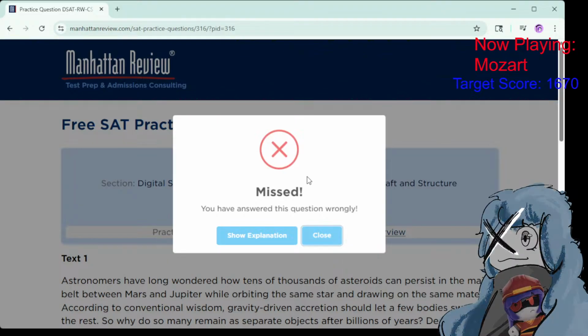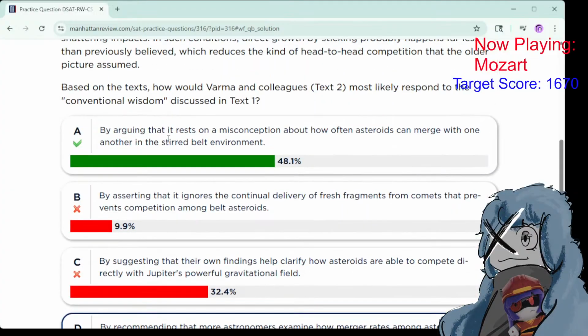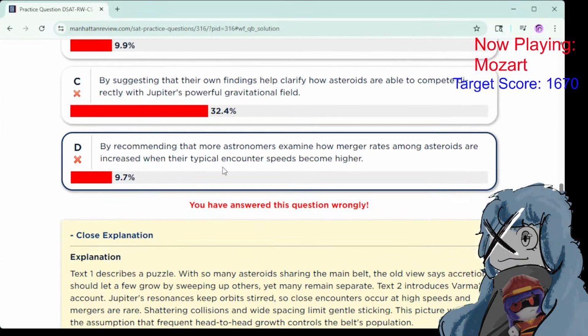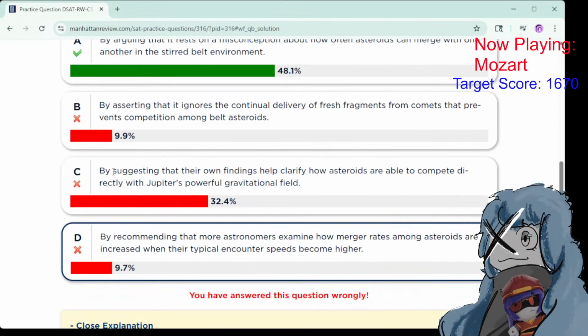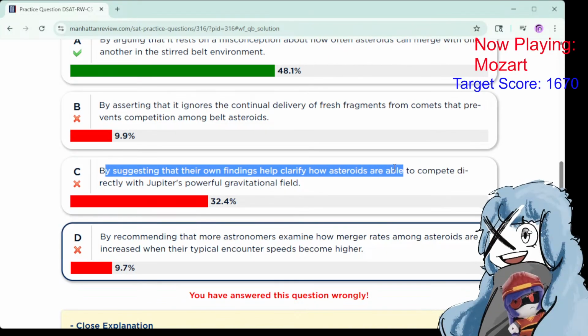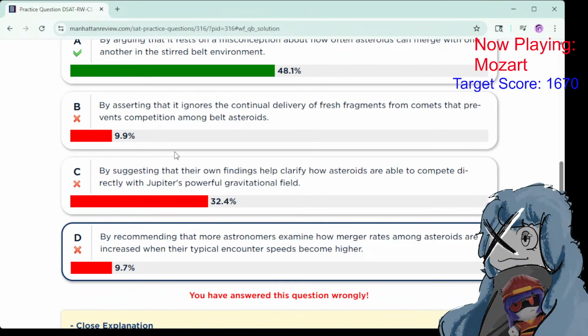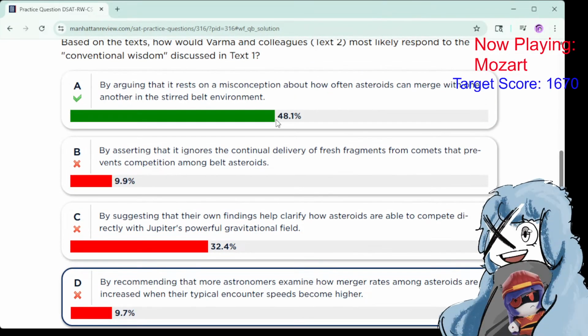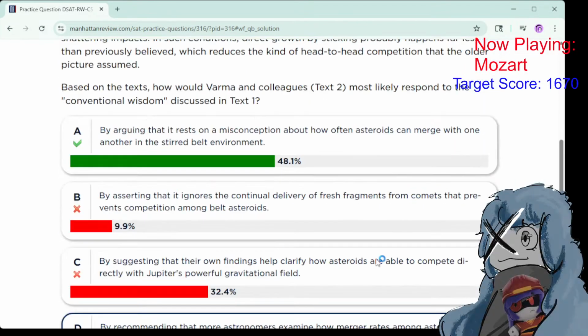No, my first miss, guys. Jeez, it's A. It's A. And then not even the best one. But suggesting that their own findings clarify. Who picked C, bro? Even who picked C is a bum. At least it's less than 50. This is a hard one. Yeah, whatever.